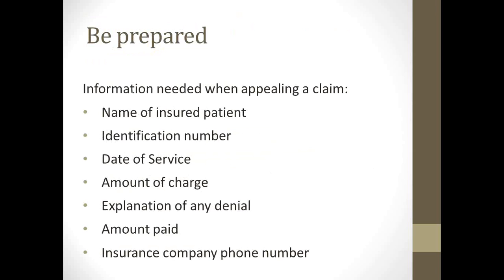Information needed when you do actually have your staff members appeal a claim. They're going to need the name of the insured patient, identification number, date of service, the amount of the charge, the amount that was paid, explanation of why it was denied, and of course the insurance company phone number or website. Some insurance companies will have this available on their web too, that you can appeal it online.